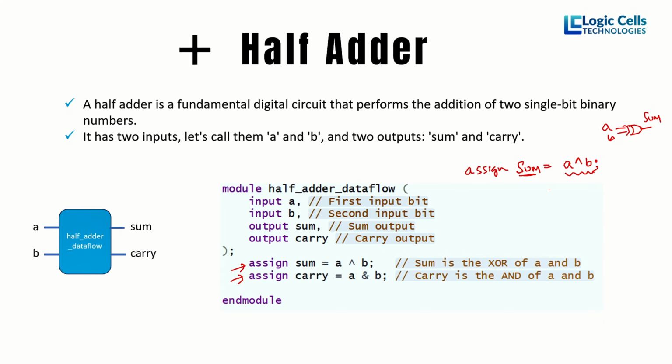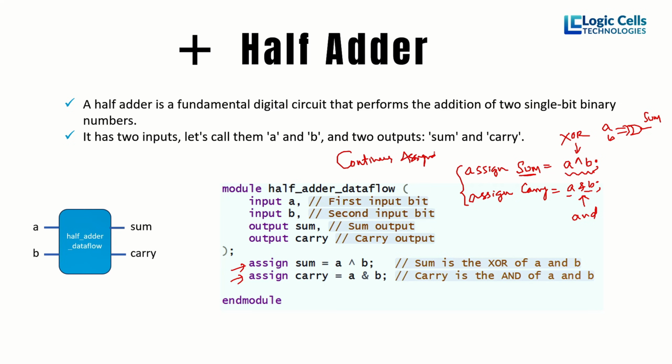Here in Verilog, we will be having different operators. To get a bitwise OR operation, XOR operation, AND operation, we have operators. So this is an XOR operator. Similarly, to get a carry, assign carry is equal to A and B. This is an AND operation. It will perform AND between A and B values, right? So this will be called a continuous assignment. Remember, it is called a continuous assignment.